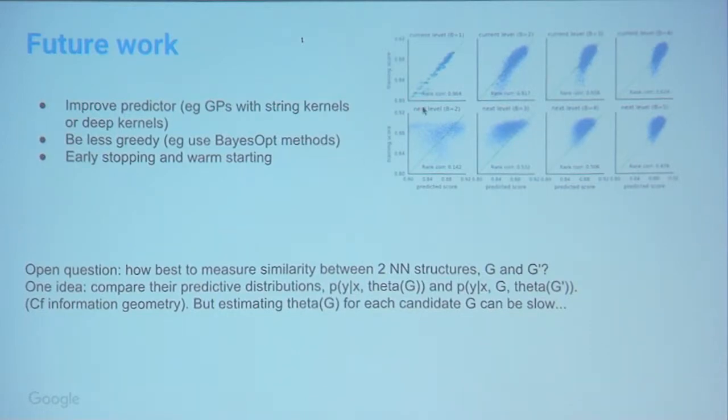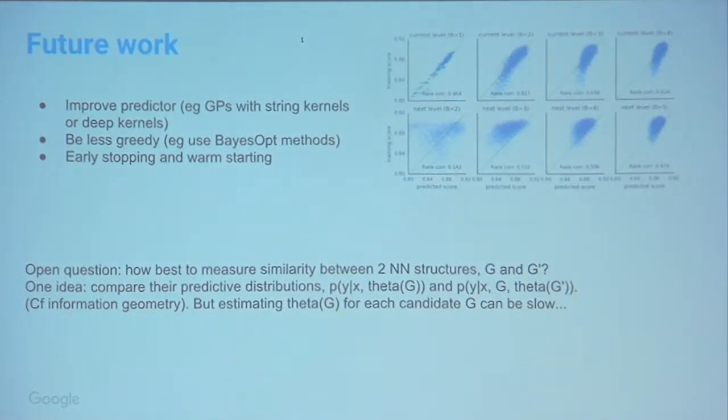Currently, I said we're using an MLP as our predictor, but since this is really a sample impoverished setting, because each data point is very expensive, it might be better to use a Bayesian model, like say a GP. We have to handle a kernel that can handle variable size models, so we could use string kernels, or maybe we could embed the tokens.